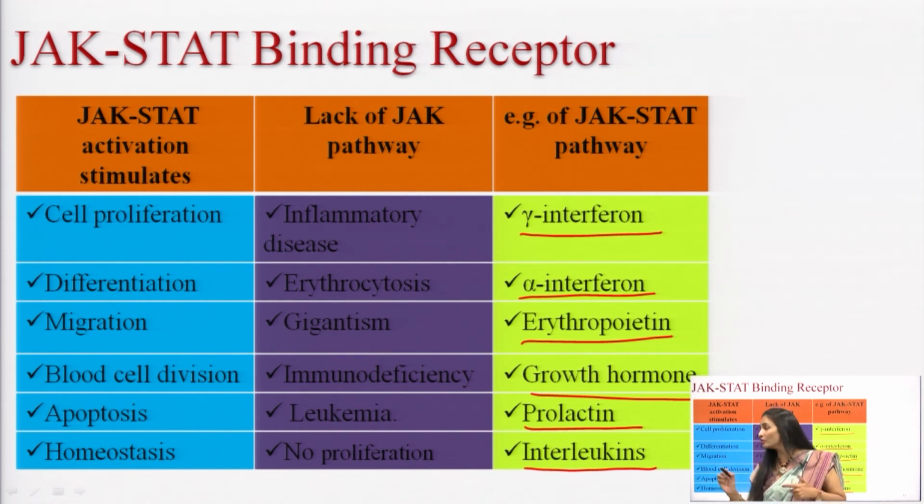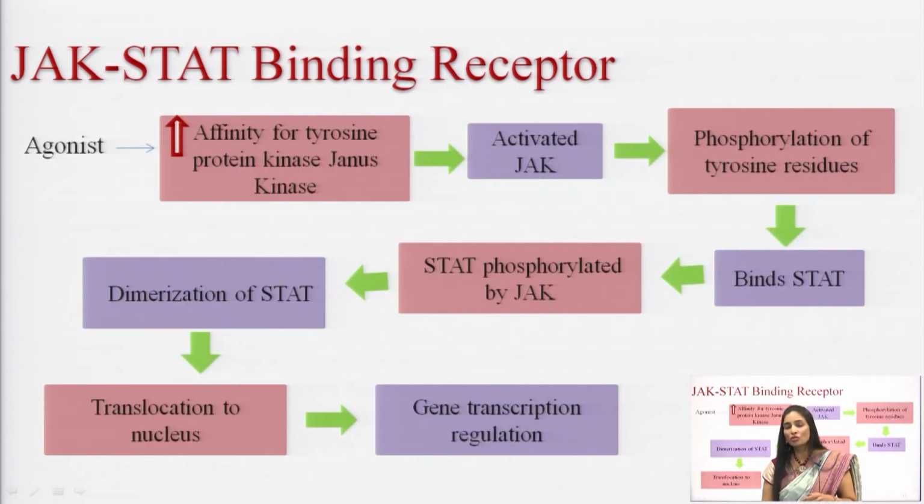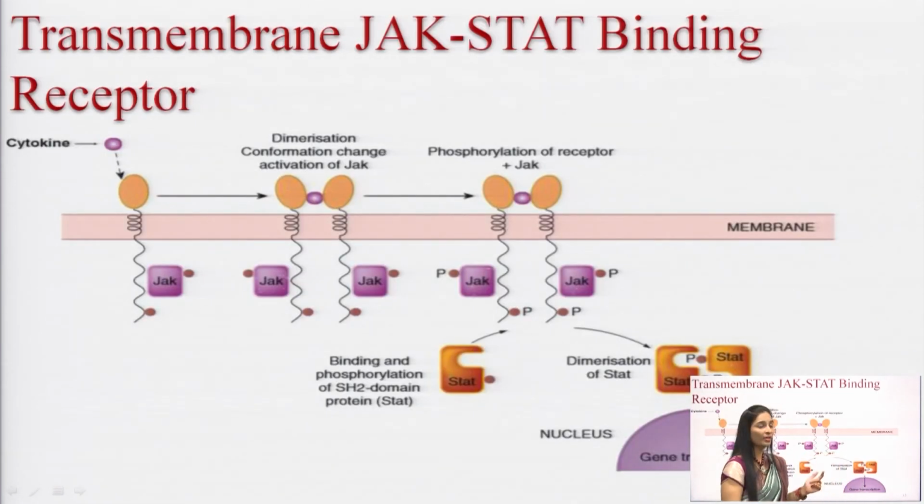So, what is happening here? If the JAK-STAT pathway gets activated, you can see some changes. If there is lack of the JAK-STAT pathway, it causes inflammation and gigantism. Now, when an agonist drug binds to its receptor, it increases the affinity of a tyrosine protein, the Janus kinase, JAK. This JAK gets activated and phosphorylated, and it binds to the STAT, which gets phosphorylated. The phosphorylated STAT dimerizes, translocates into the nucleus, and causes cellular changes. Look at the diagram here, I will explain in detail.